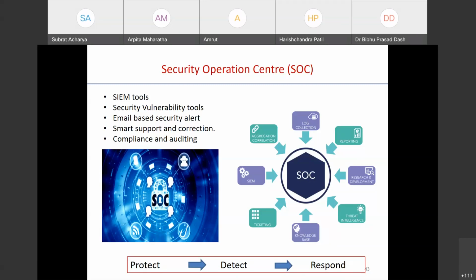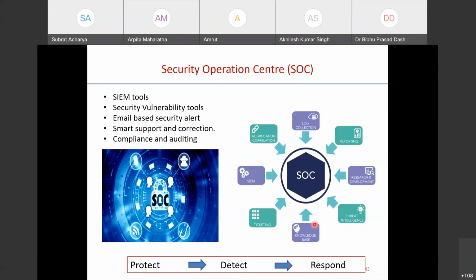As I said, in the security operation center, the primary operation will be log collection, then reporting, and R&D activities. For example, suppose we got some data, whether it should be used for taking action or is just required for our upcoming action. That is called research and development. Then threat intelligence, whether any threat is noted or any actions we have to do. And knowledge base means whatever data we have collected, we keep it for whether any real-time validation or real-time action is required, or we are only creating a knowledge database.